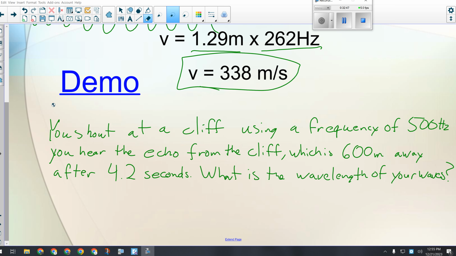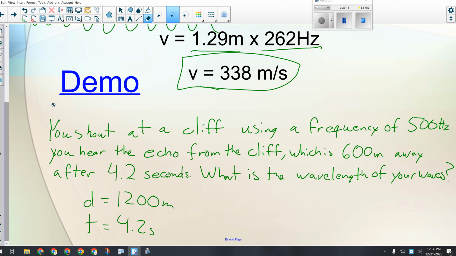What's the trick with an echo? It goes there and back. How far does this wave travel? 1,200 meters. Echo questions are always like that. That's the thing that catches people on an echo question. In an echo question, the wave has to travel all the way there and all the way back again. So the distance traveled by this wave is 1,200 meters. The time it takes is 4.2 seconds.